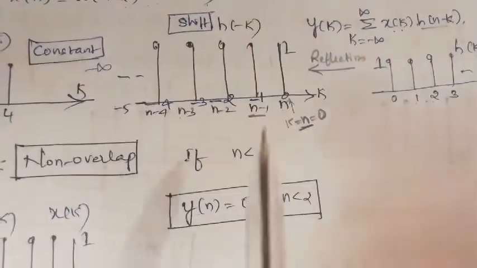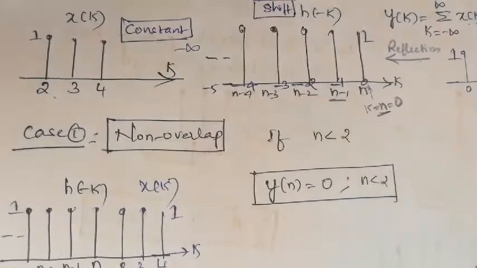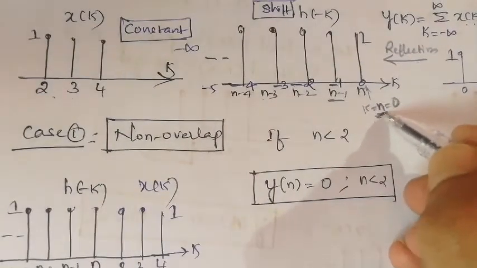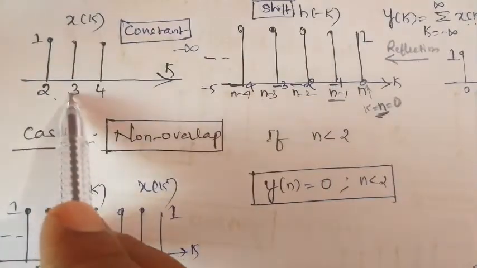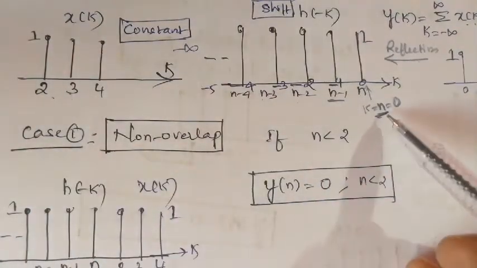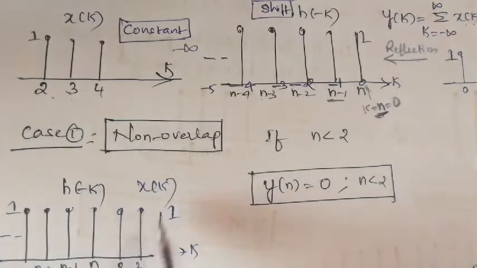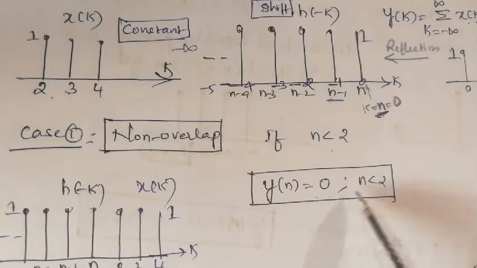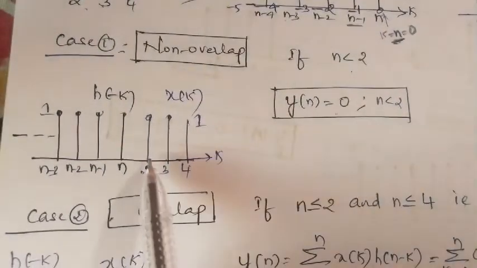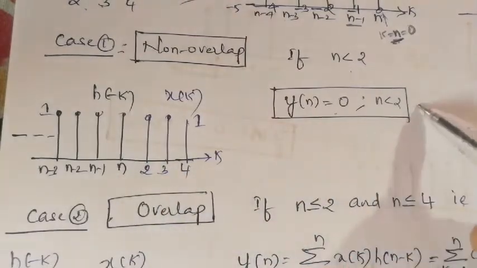Let us take the second signal and place it over the first signal in such a way that there is no overlap. Nothing but if n value is less than 2, then there is no overlap. If n is less than 2, then there is no overlap, hence y of n equal to 0. Graphically, if n is less than 2, there is no overlap, hence this is the result.